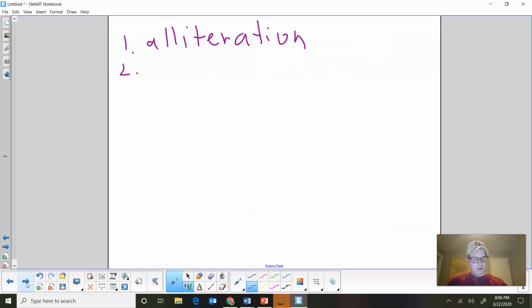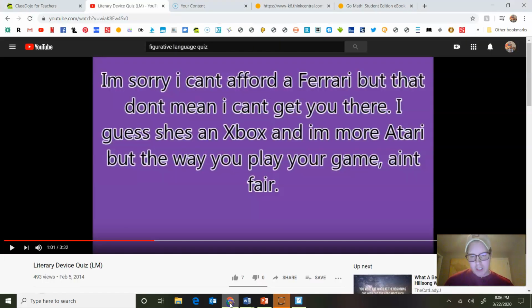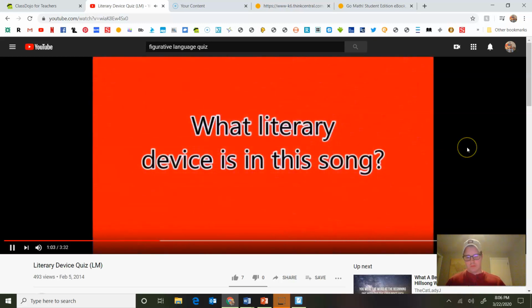And the answer to number 2 is allusion. What CeeLo Green is saying is she's an Xbox. She's more modern and new, and he's old school like an Atari. And if you don't know what an Xbox and Atari are, you don't quite get the message he's trying to get across. All right. So number 2 is allusion.